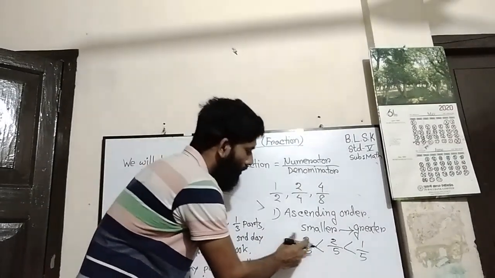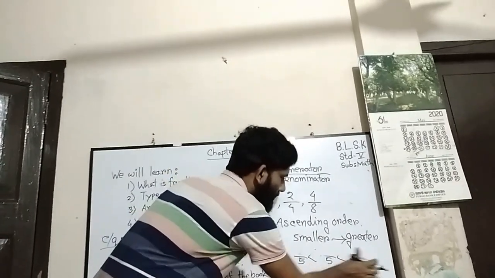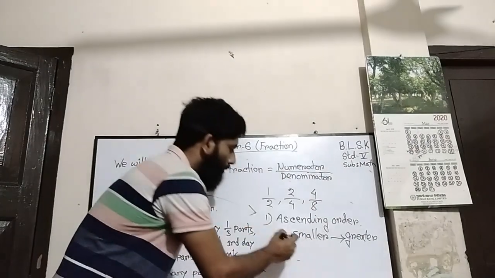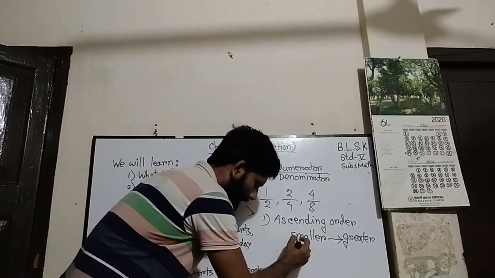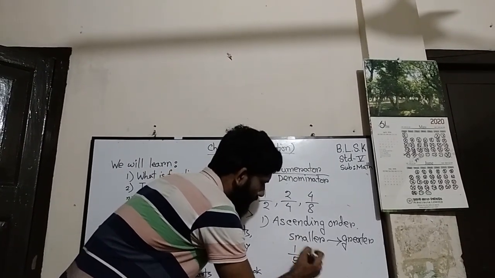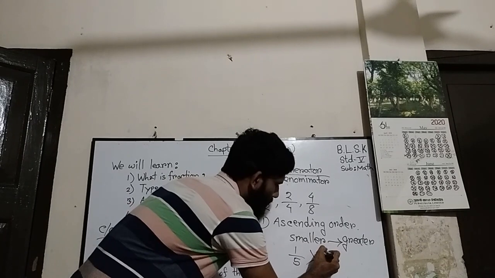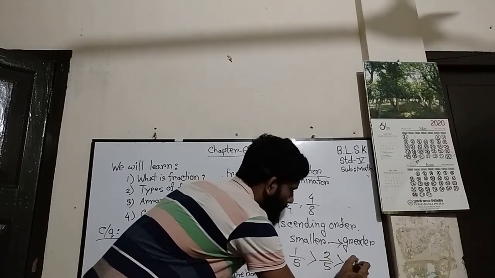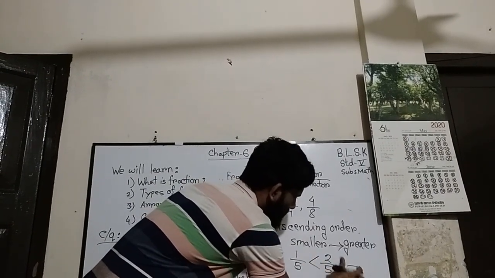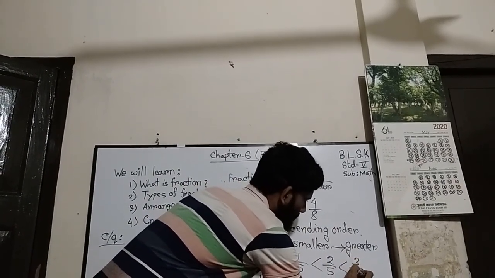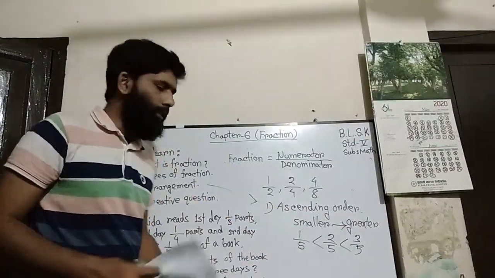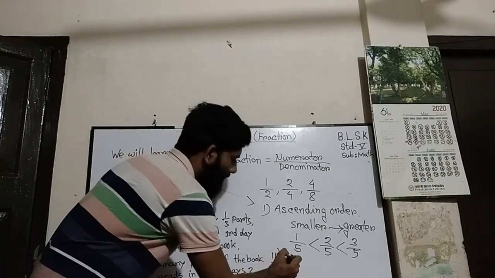Oh sorry, this is called descending order, not ascending order. Firstly you write down the smaller things. So what is the smaller thing? 1 by 5. Then 2 by 5, and at last 3 by 5. Okay, this one is the ascending order. This is smaller to greater. This is ascending order, and the next one is descending order.